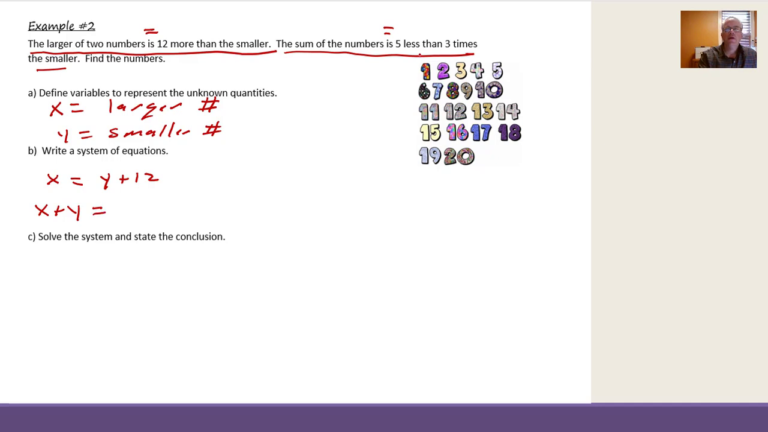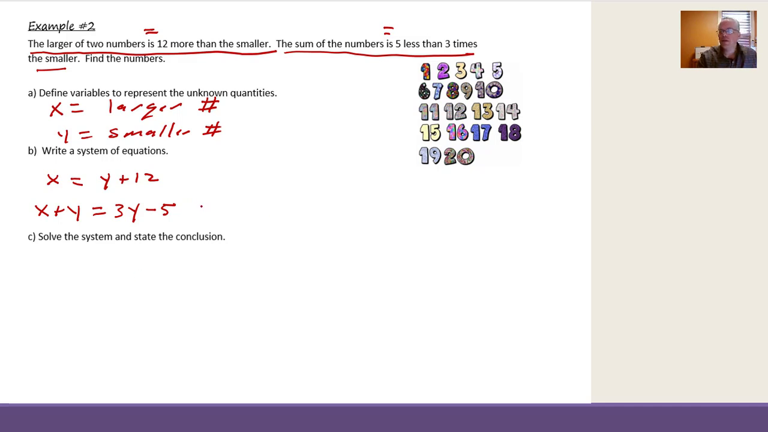Here's the tricky part. 5 less than 3 times the smaller. 5 less means we're subtracting 5 from 3 times the smaller. So 3 times the smaller is 3y, and we're subtracting 5. This is hard for people because the math is the opposite order than the English. English says 5 less than 3 times, but here we have to do 3y minus 5. We have to take away 5. Now we're going to solve these.